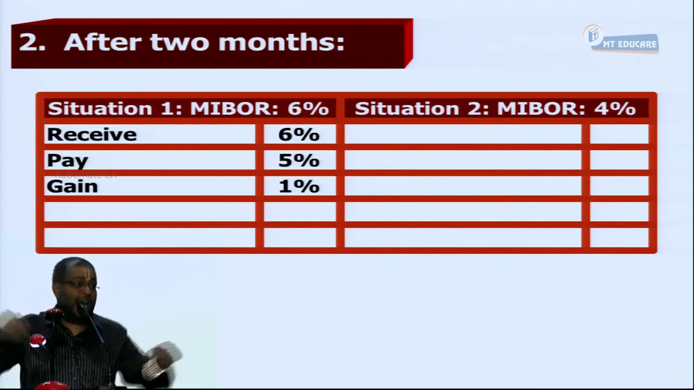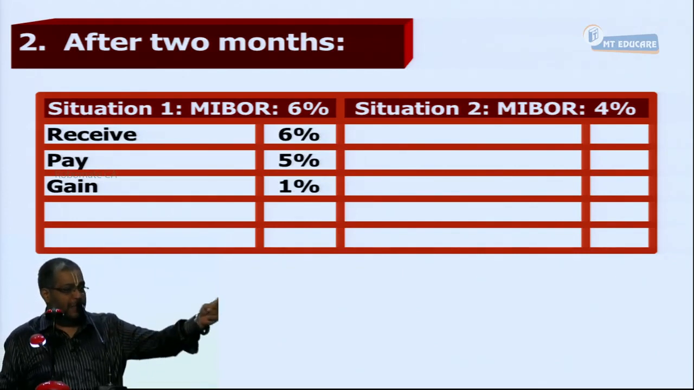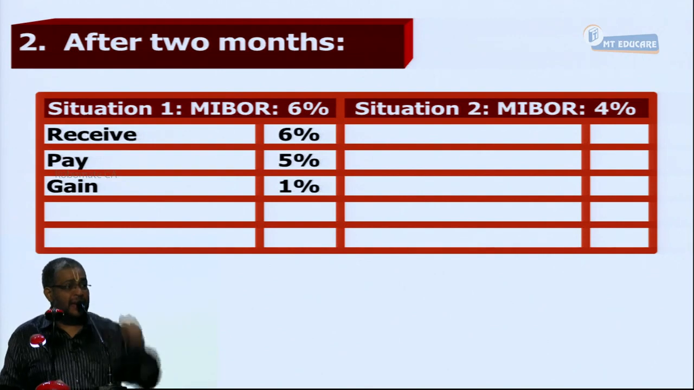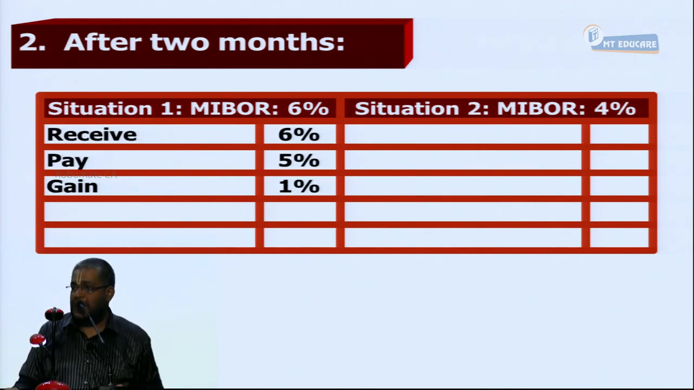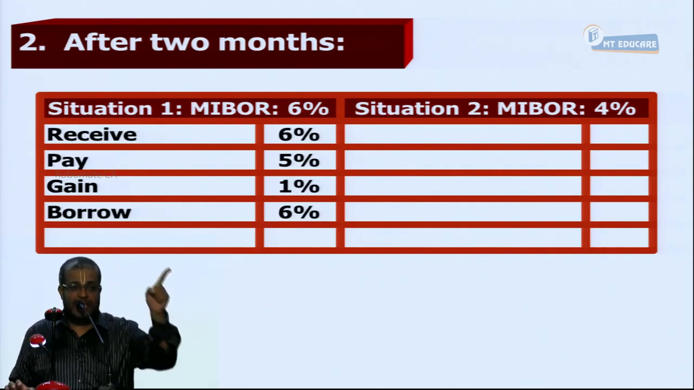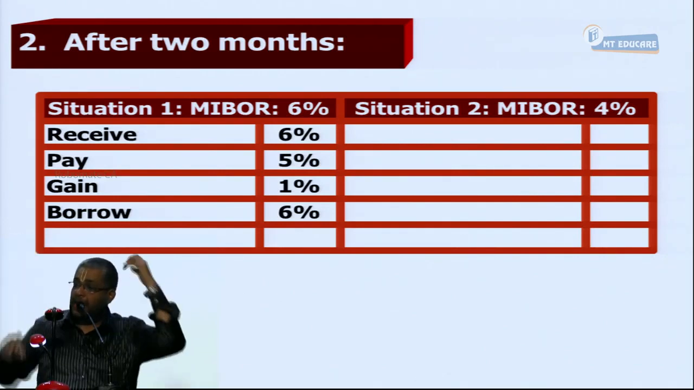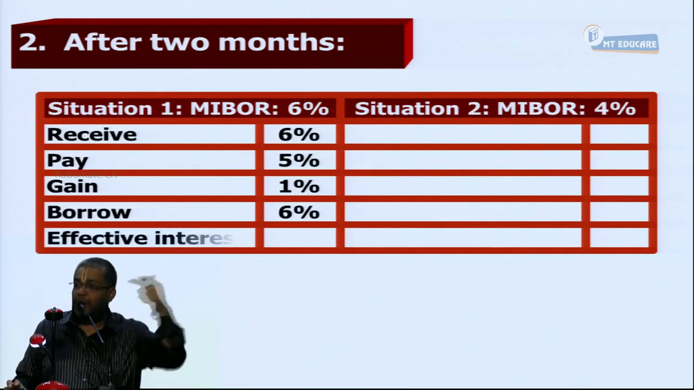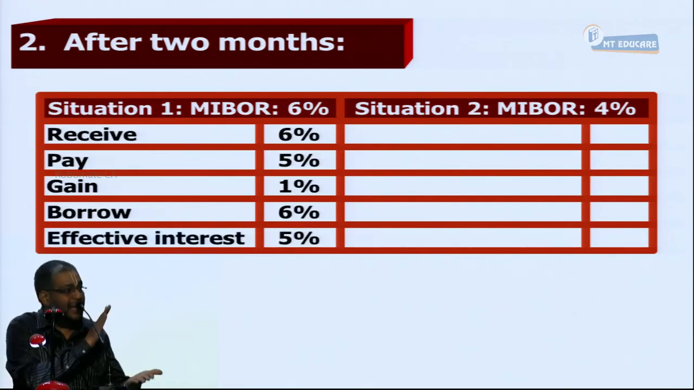After 2 months, I want a loan or not? I go to the bank and borrow money at the current yield or not? So I borrow money at how much percent? 6%. I borrowed at 6%. In the swap market, I get how much percent? 1%. Tell me what is the effective interest rate? 5%. Is it correct or not?